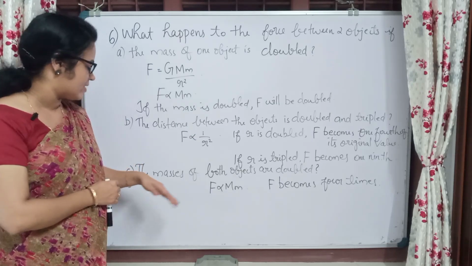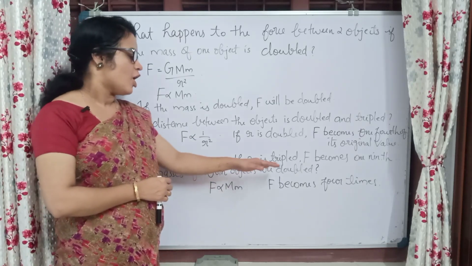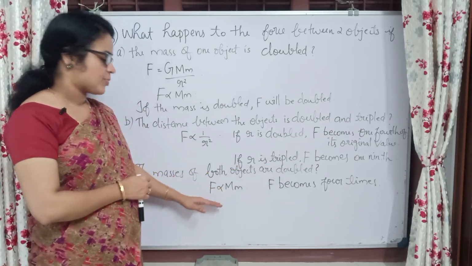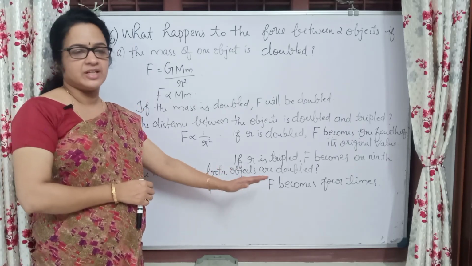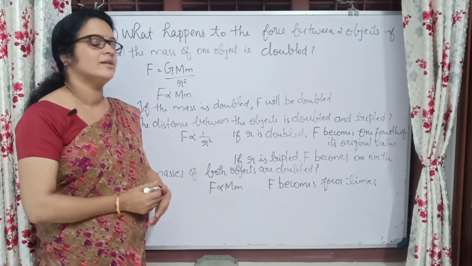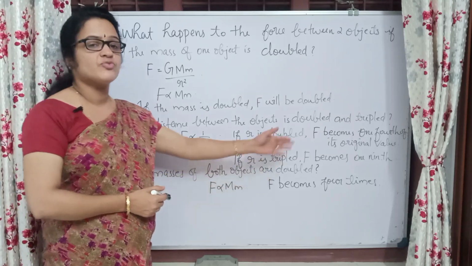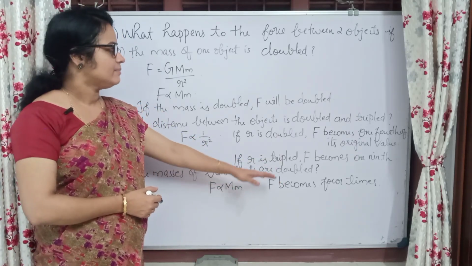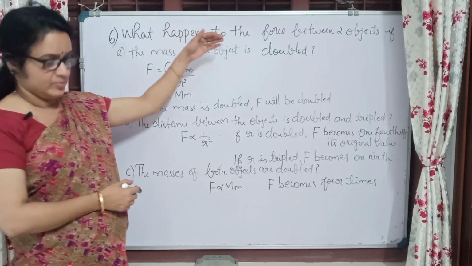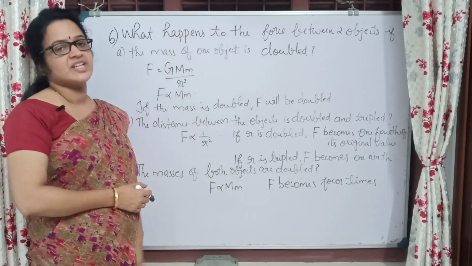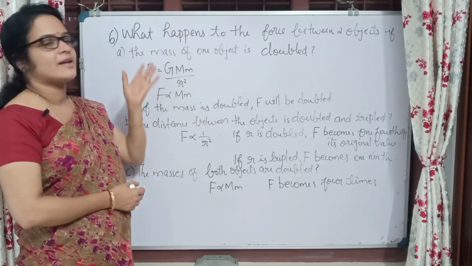And in the last case, what will happen? The masses of both objects are doubled. Here F is proportional to m into m. That means if both the masses are doubled, the force becomes 4 times. So that is the case of force between the two objects when the cases are applied here.